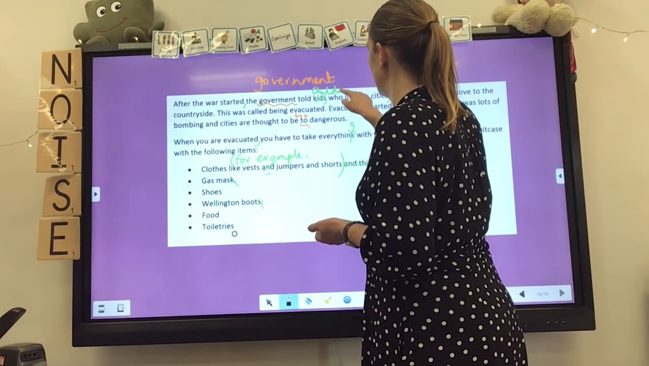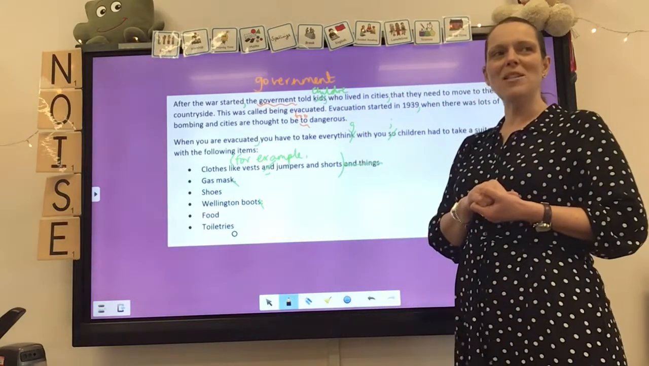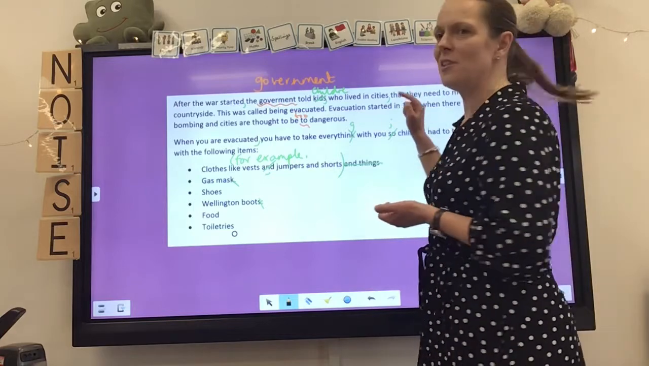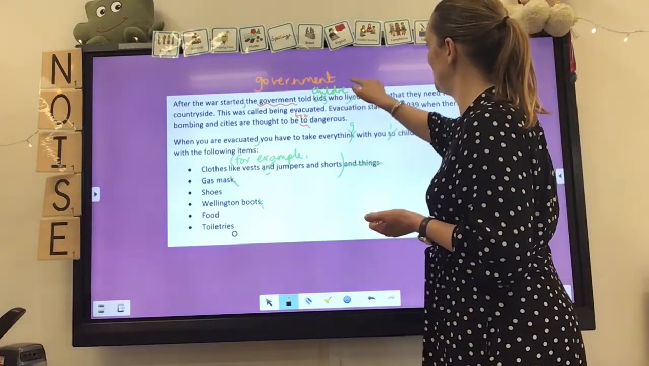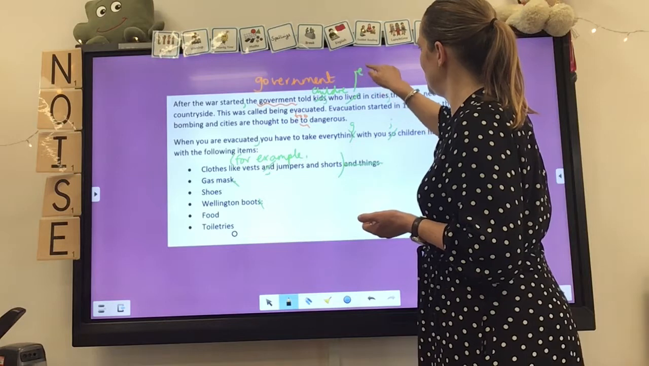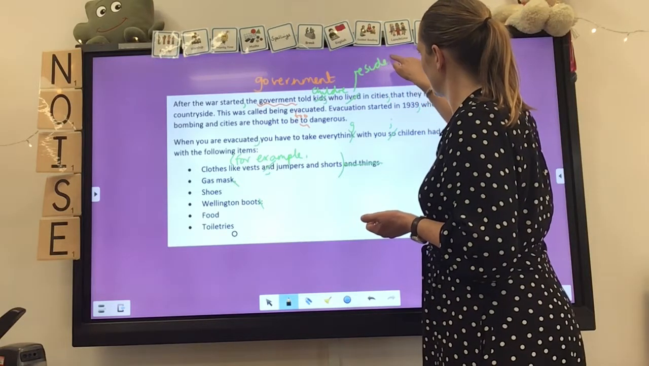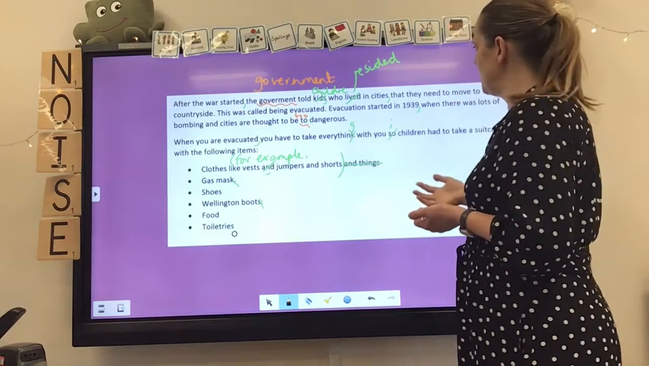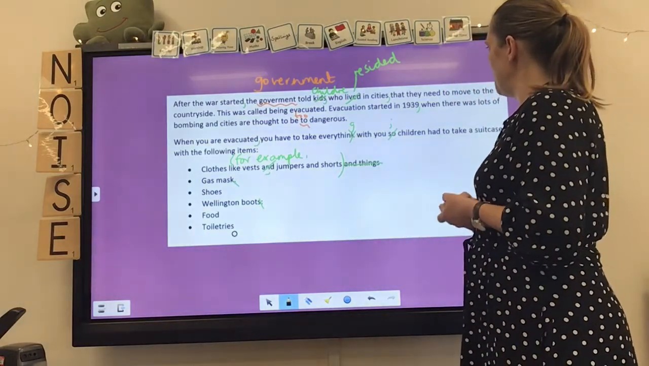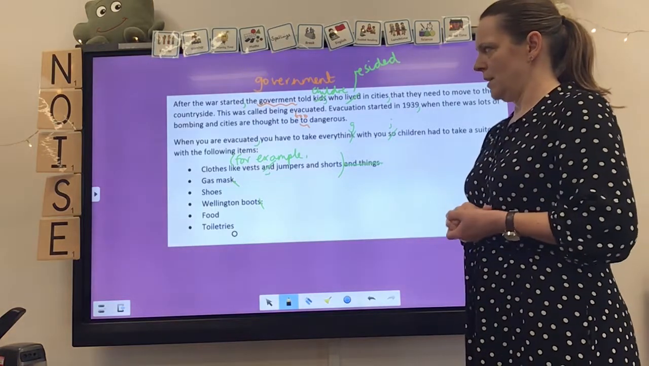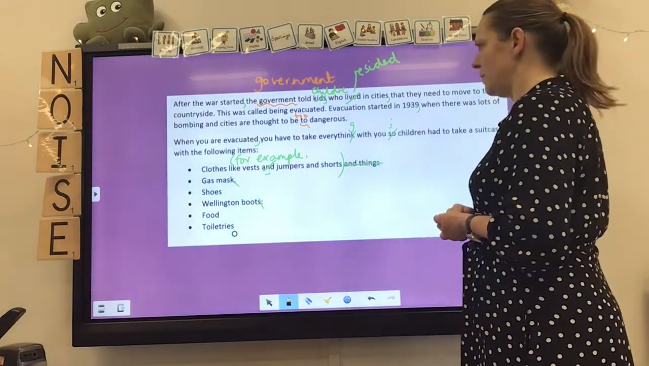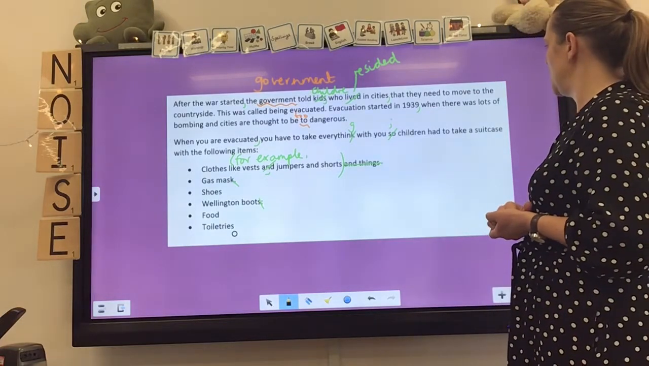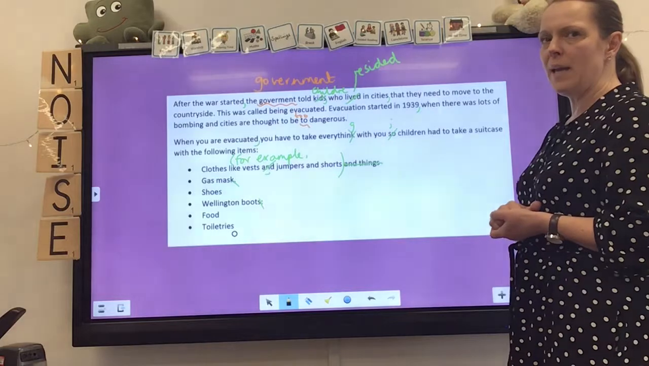The children who, now we could say, there is a better word we could use than "lived". I mean, lived would be okay, but we could be even posher, couldn't we? Say "resided". That's another nice word to use. Resided. It's linked to the word residence, isn't it? A resident. So resided in cities that they need to move to the countryside. This was called being evacuated. Evacuation started in 1939 when there was lots of bombing.